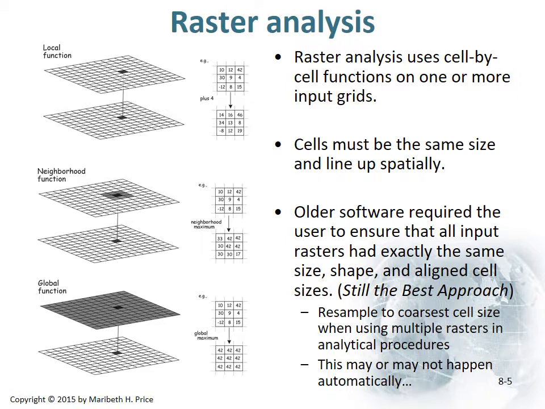Jumping ahead just a little bit to the next lecture set, let's think a little bit about raster analysis, and we need to make an important point here before we get to the entire topic. Raster analysis goes on a cell-by-cell basis in one or more input grids, and there are different ways that happens. We'll explore that in more detail in the next lecture set. Local functions go cell by cell. Neighborhood functions operate on a set of cells. Global functions operate on an entire raster at once. In order for any of this to work, however, the cells must be the same size, and they must line up spatially. They should be as close to clones of each other spatially as possible.